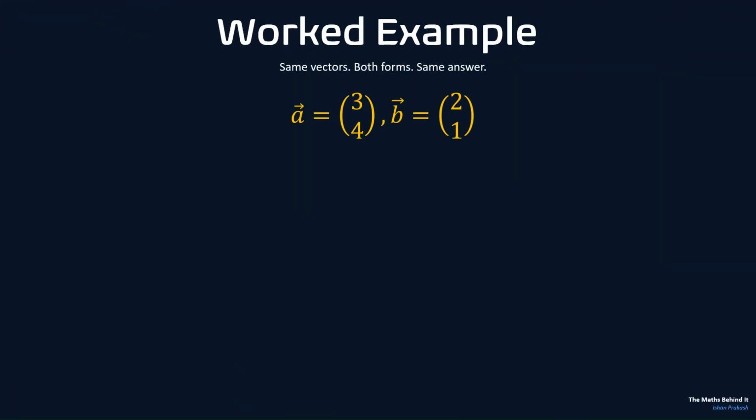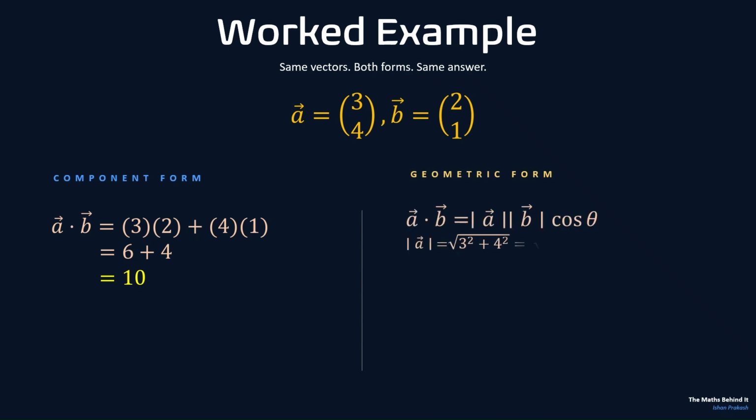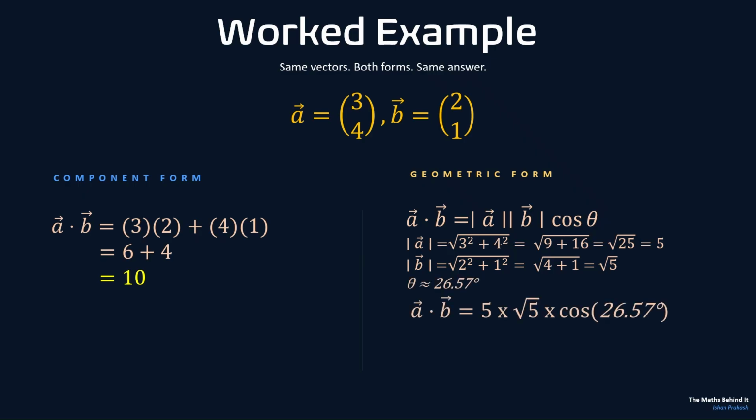Quick worked example. Vector A is (3, 4). Vector B is (2, 1). Component form: 3 times 2 plus 4 times 1. 6 plus 4. 10. Now the geometric form. The magnitude of vector A is the square root of 9 plus 16, which is 5. That's just Pythagoras. Magnitude of vector B is the square root of 5. Do the trigonometry and the angle between them comes out to about 26.5 degrees. 5 times root 5 times cos of 26.57 degrees gives you approximately 10. Same answer, different route.